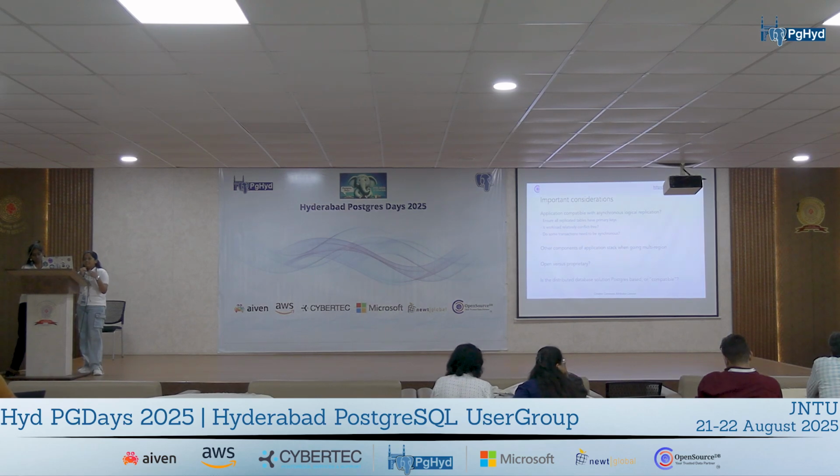Is the workload relatively conflict free? Are there only a few cases of conflicts? You need to consider whether it is open source or proprietary. Open source is PGH and proprietary is EDB. And you need to consider whether the distributed database solution is Postgres based or Postgres compatible. Postgres based is fully Postgres, and compatible is almost Postgres.